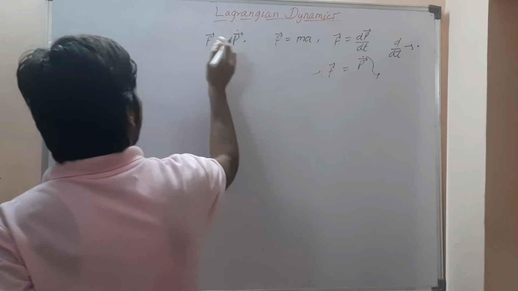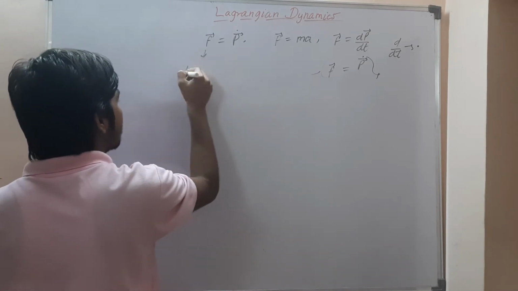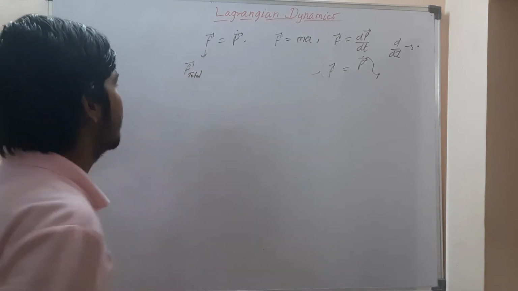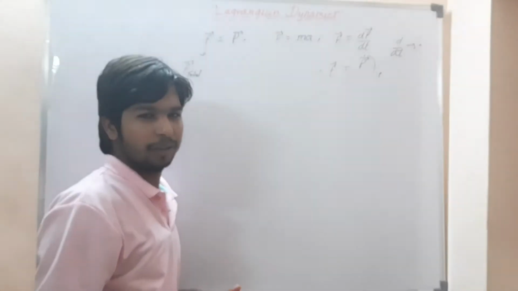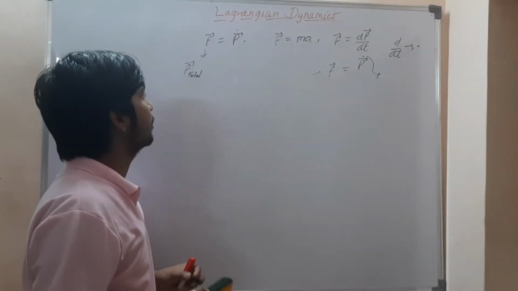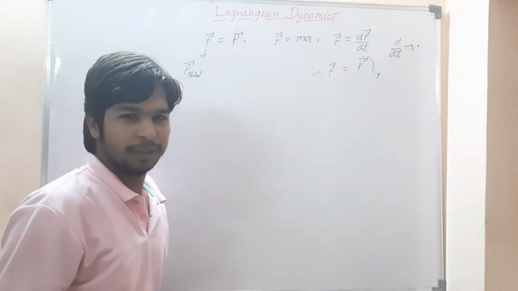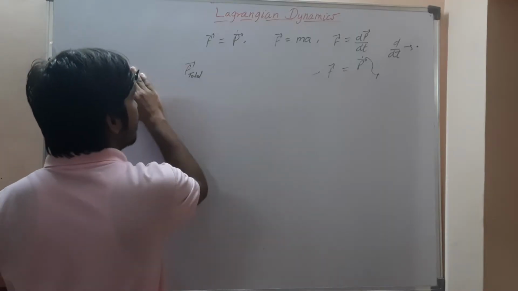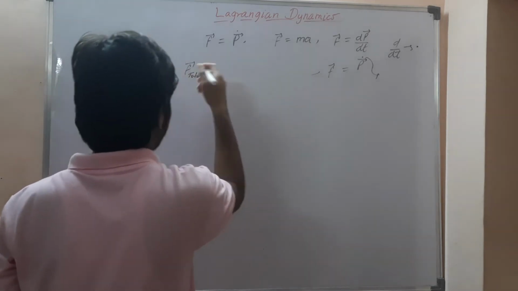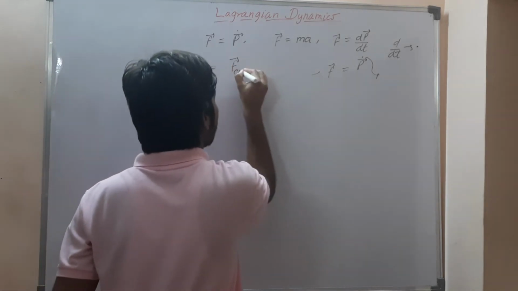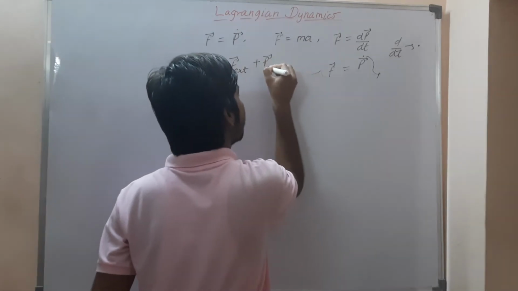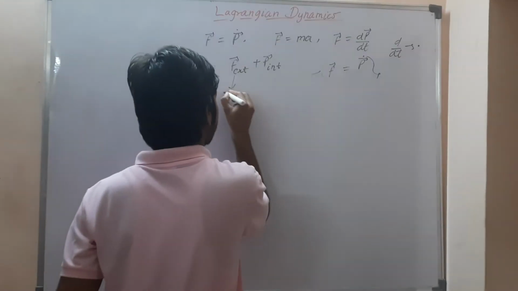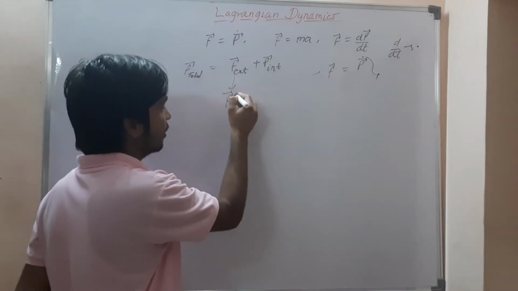In this formula, F is the total force, and P dot is nothing but the change in momentum. That means however the force is applied, the momentum of the system or particle will change accordingly. Both are equal. If we see the total force, it is F external plus F internal. F external is the applied force, F applied.